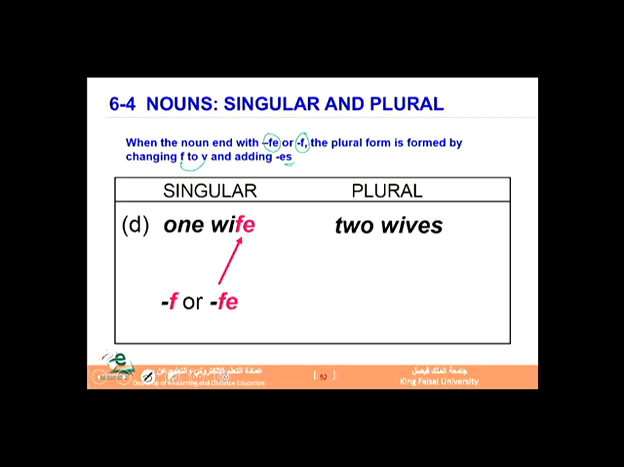So the F is changing into V, then we add ES. So F or FE is basically changed into V, then add ES. You change F into V, then you add ES, as we have here: wife becomes wives.